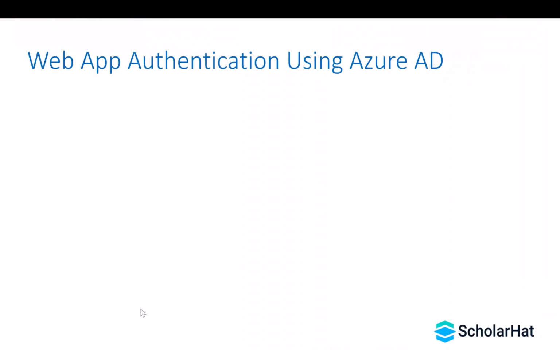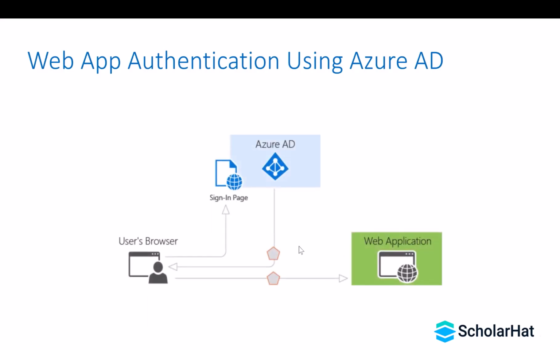Web app authentication using Azure AD. Let's see how we can authenticate a web app with the help of Azure AD. Let's say you have built an application. When the user tries to log into the application, the sign in page will be served by Azure AD. So the user will log in through the sign in page served by Azure AD. Then Azure AD will return a token. And with this token, every time the user will send the request to access our actual application. So this is how the authentication workflow works when you are using Azure AD.